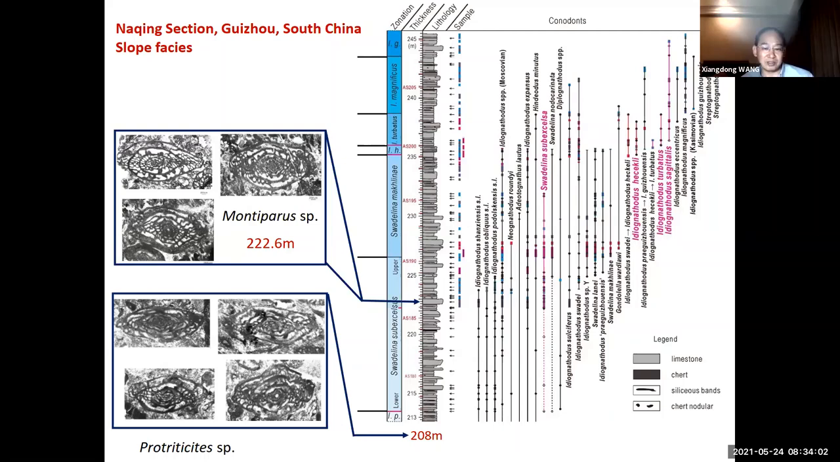And about the conodonts of this boundary, Ke Yi Hu will give a talk later in more detail to show this section. And the next slide, please.